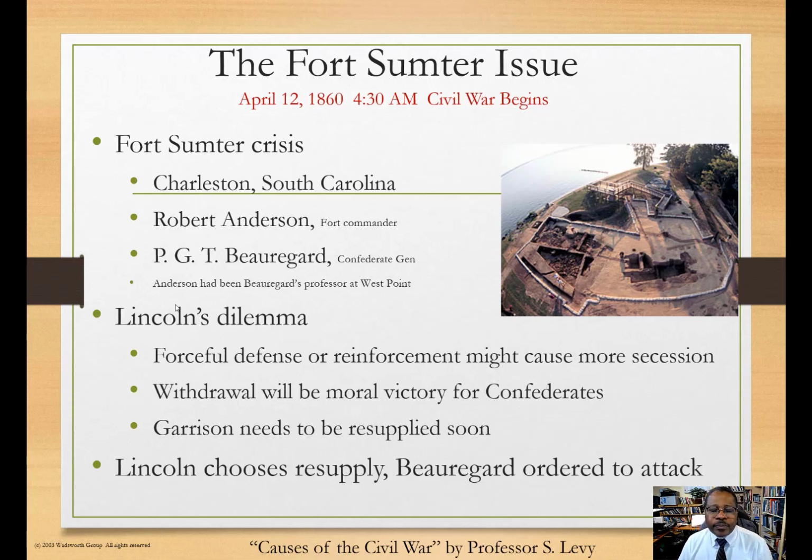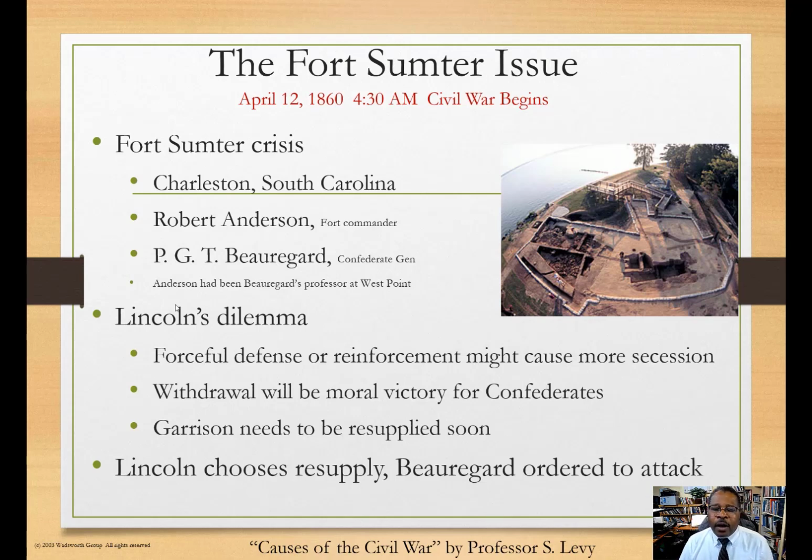And on the morning of April 12th, the Confederates opened fire on Fort Sumter. This allows Lincoln to say, we have been attacked. The South started the war. They started the fighting. They started the killing. And the North has to respond to keep the country from being broken apart.